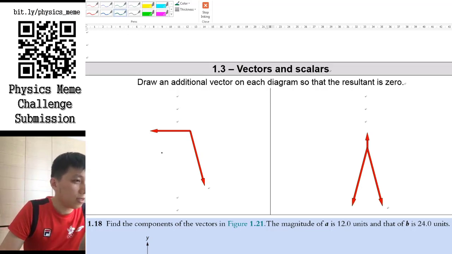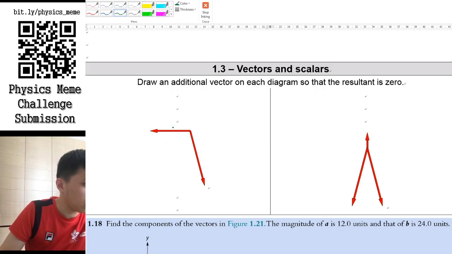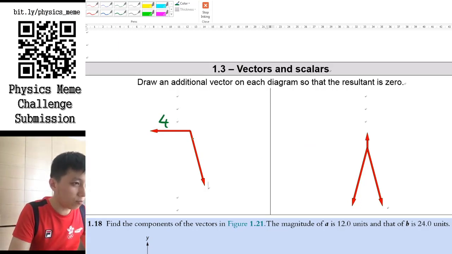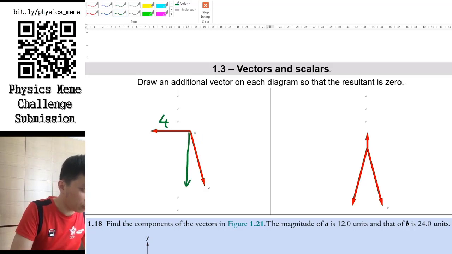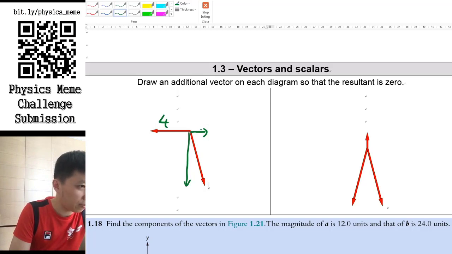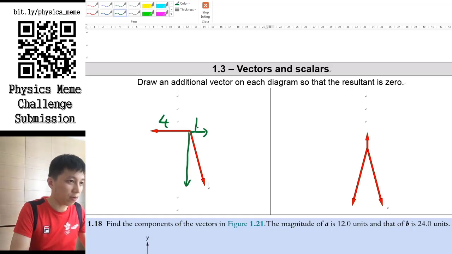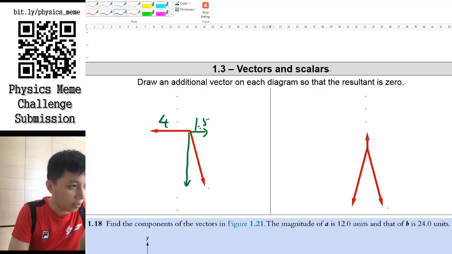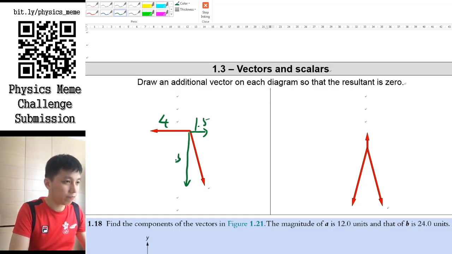So let's start with the first vector. Here it is 4 cm, so I'll just say 4. And for this one, you have to decompose it into horizontal and vertical. The horizontal should be a bit longer. This one is about 1.5, I think. Yeah, not yet 2, but 1.5. And this one is about 5.